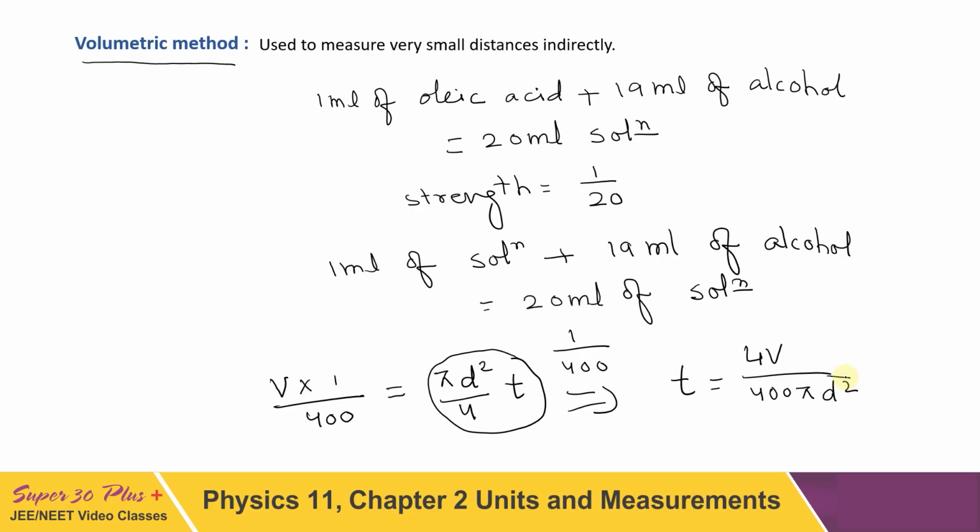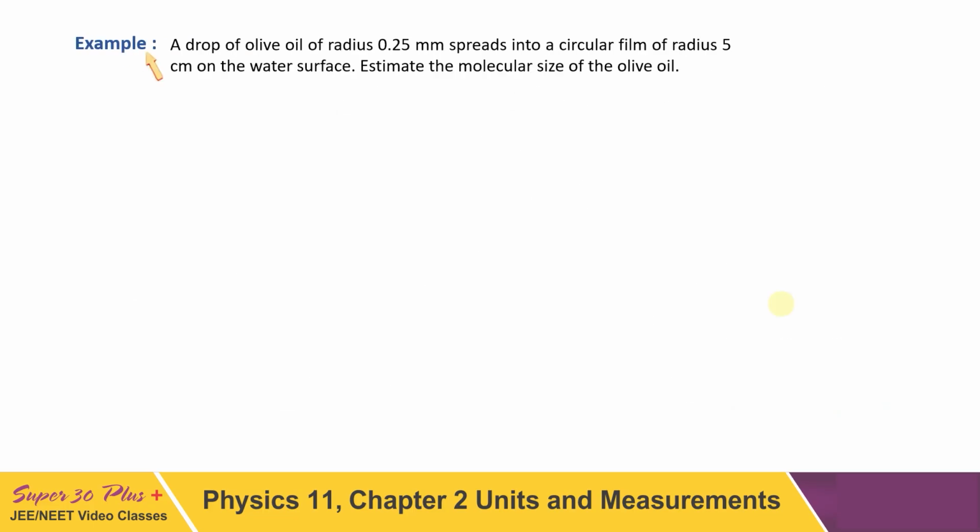Now what is the thickness of this circular patch? Oleic acid has a tendency to make a monomolecular layer. When spread on water surface, it makes a monomolecular layer. So when we are measuring its thickness, actually this is the diameter of the molecule. In this way we can measure the diameter of a molecule, which cannot be done directly. Now again let us see an example based on this method.